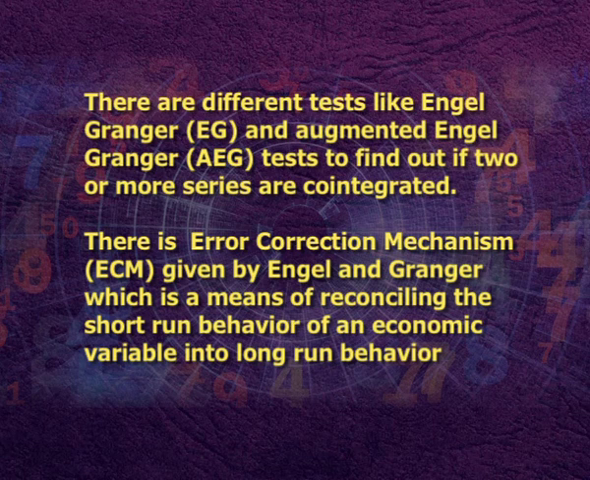There is the error correction mechanism, denoted by ECM, given by Engle and Granger, which is a means of reconciling the short run behavior of an economic variable with its long run behavior. Note, there is a very wide literature in respect of time series forecasting models, etc. Our study is kept limited up to this stage only.